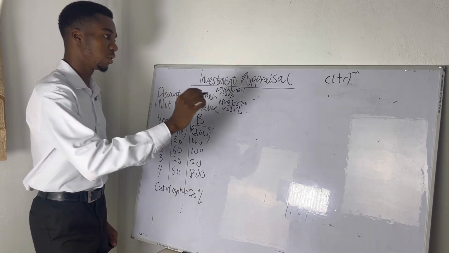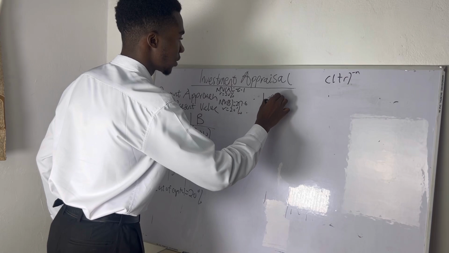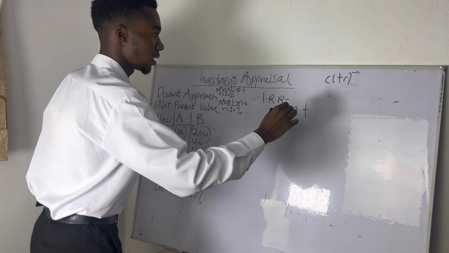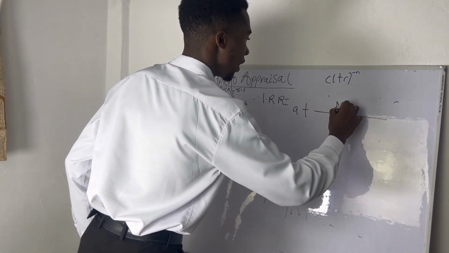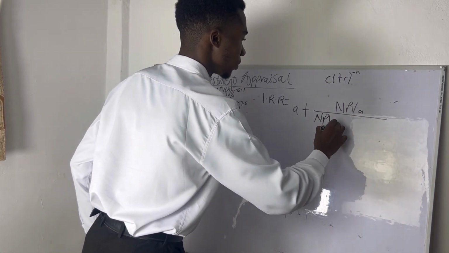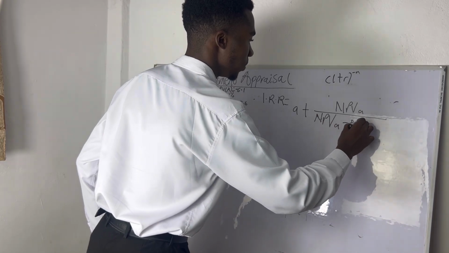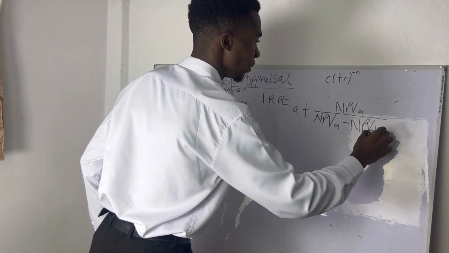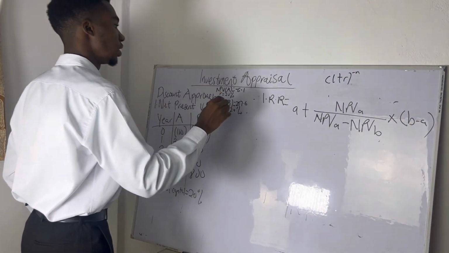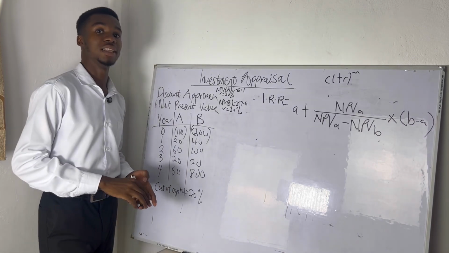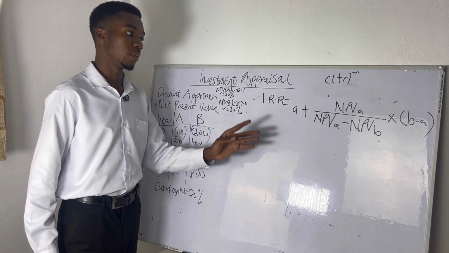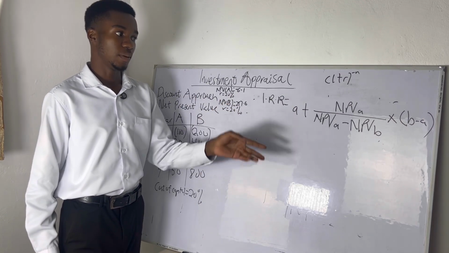The formula for the internal rate of return is A plus a fraction, with numerator NPV of A, over NPV of A minus NPV of B, times the bracket B minus A. This is the formula for the IRR, which is also called the linear interpolation formula.